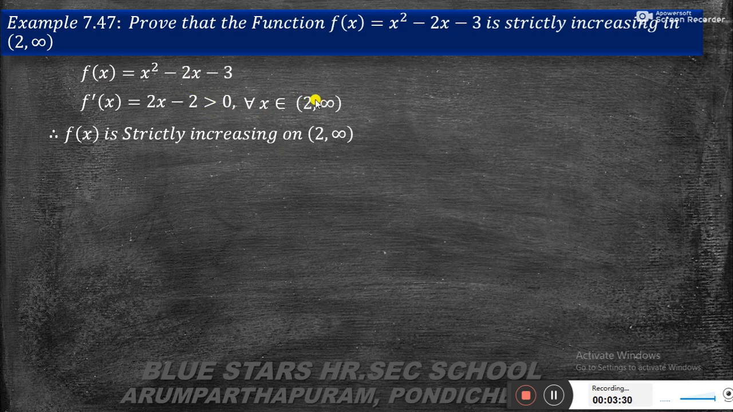Suppose I take x equal to 3. Substituting 3 here, 2 threes are 6, 6 minus 2 is 4. 4 is a positive answer, which I represent by greater than 0. Greater than 0 means we conclude that the function is strictly increasing. Therefore from this step, f dash of x is greater than 0, and from this I conclude that f of x is strictly increasing on 2, infinity.